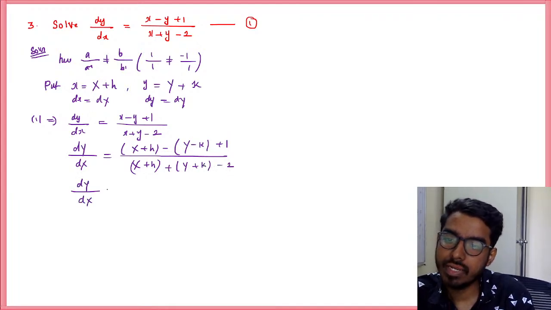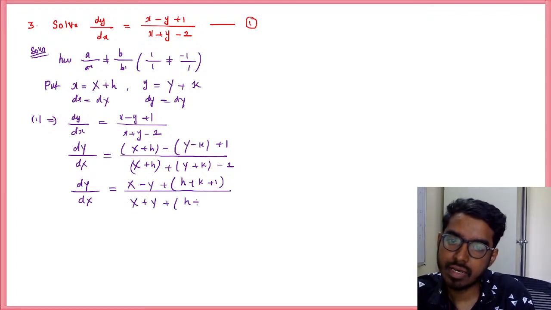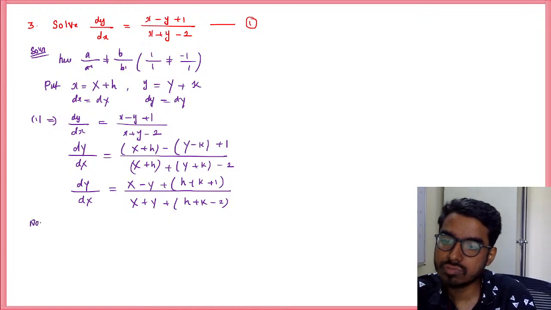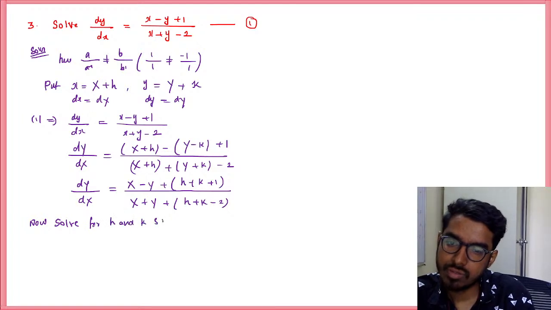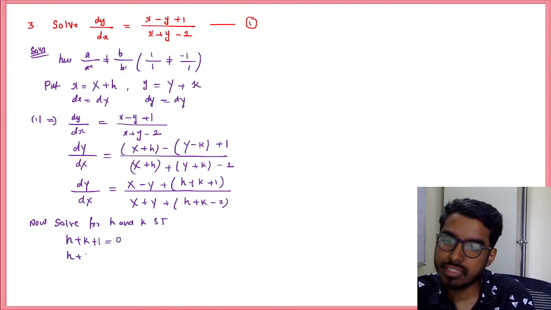We will have dY by dX is equal to X minus Y, constants are h minus k plus 1, divided by X plus Y, constants are h plus k minus 2, right? Now solve for h and k such that h minus k plus 1 is 0 and h plus k minus 2 is 0.